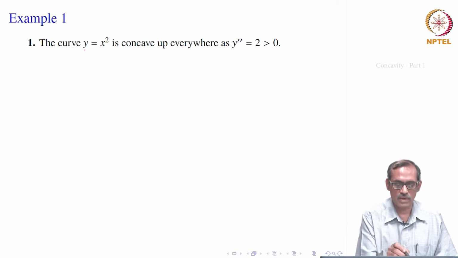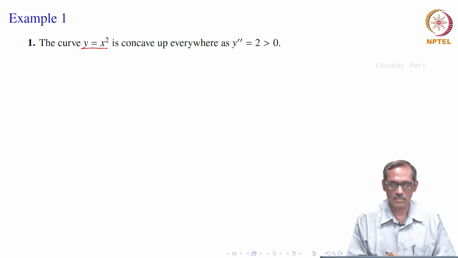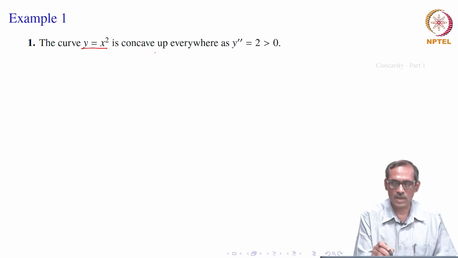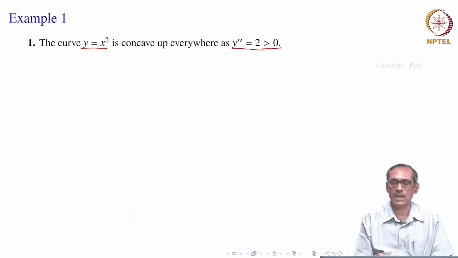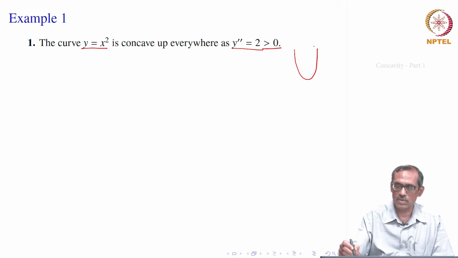Okay, so, let us apply it on one problem. Let us take the curve y equal to x square. It is a simple one, parabola type. It is concave up everywhere because y double prime equal to 2, that you can find, y double prime is 2, it is greater than 0. Therefore, it is concave up everywhere, as you see it looks something like this.